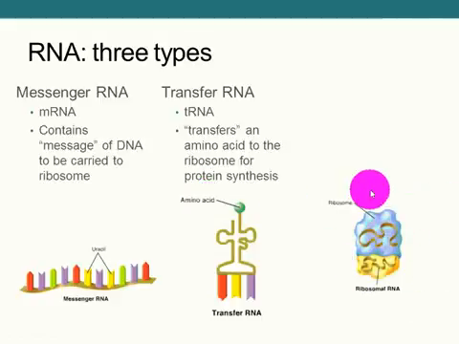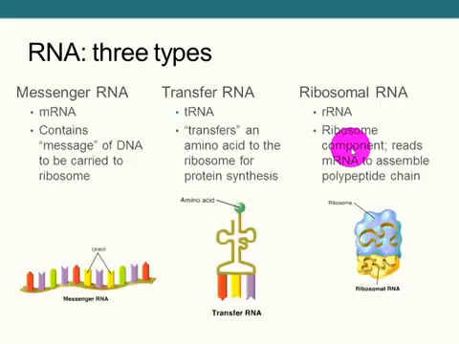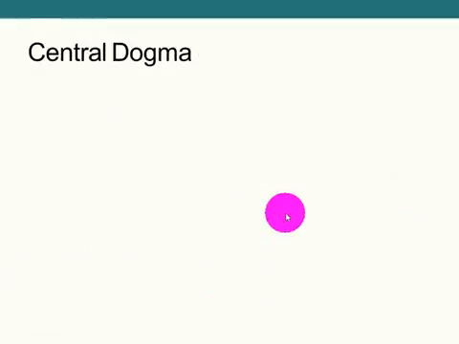And then our last type of RNA is ribosomal RNA. It's part of a ribosome. Ribosomes are really made out of RNA and protein. The function of ribosomal RNA is that it's going to be reading the message on mRNA, and it's going to be assembling a polypeptide chain from amino acids.